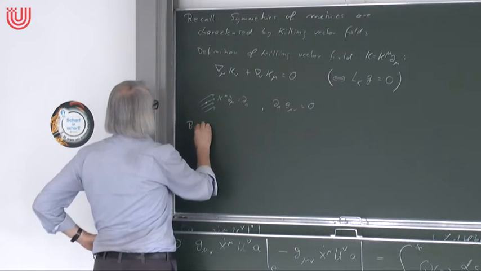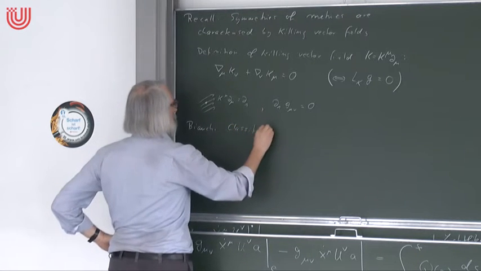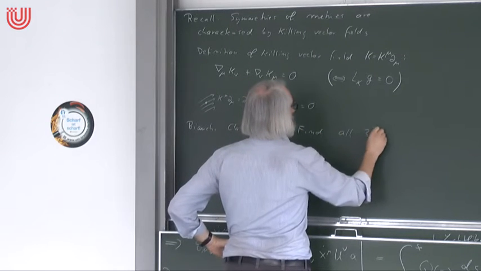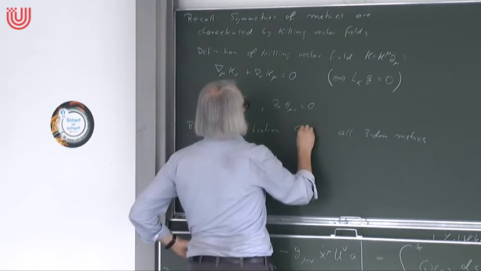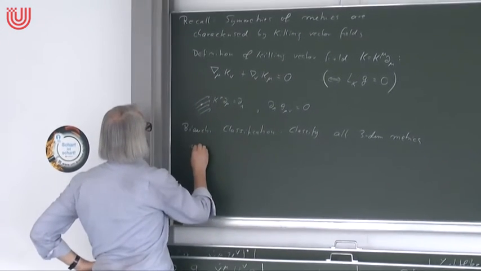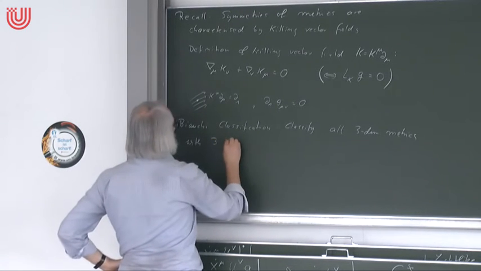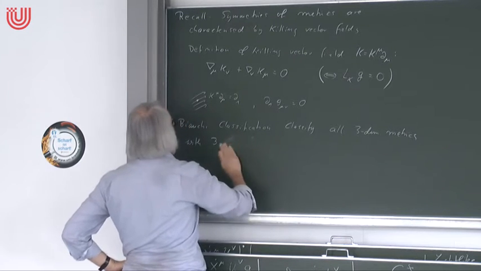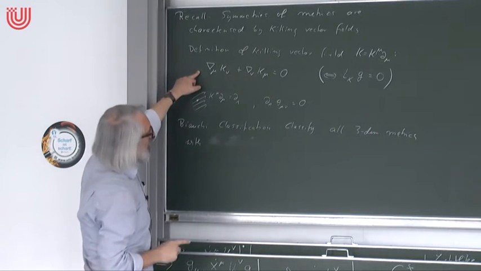So Bianchi classification means: classify all three-dimensional metrics with three linearly independent Killing vector fields. Maybe I should tell you first that the Killing vector fields have a certain property.